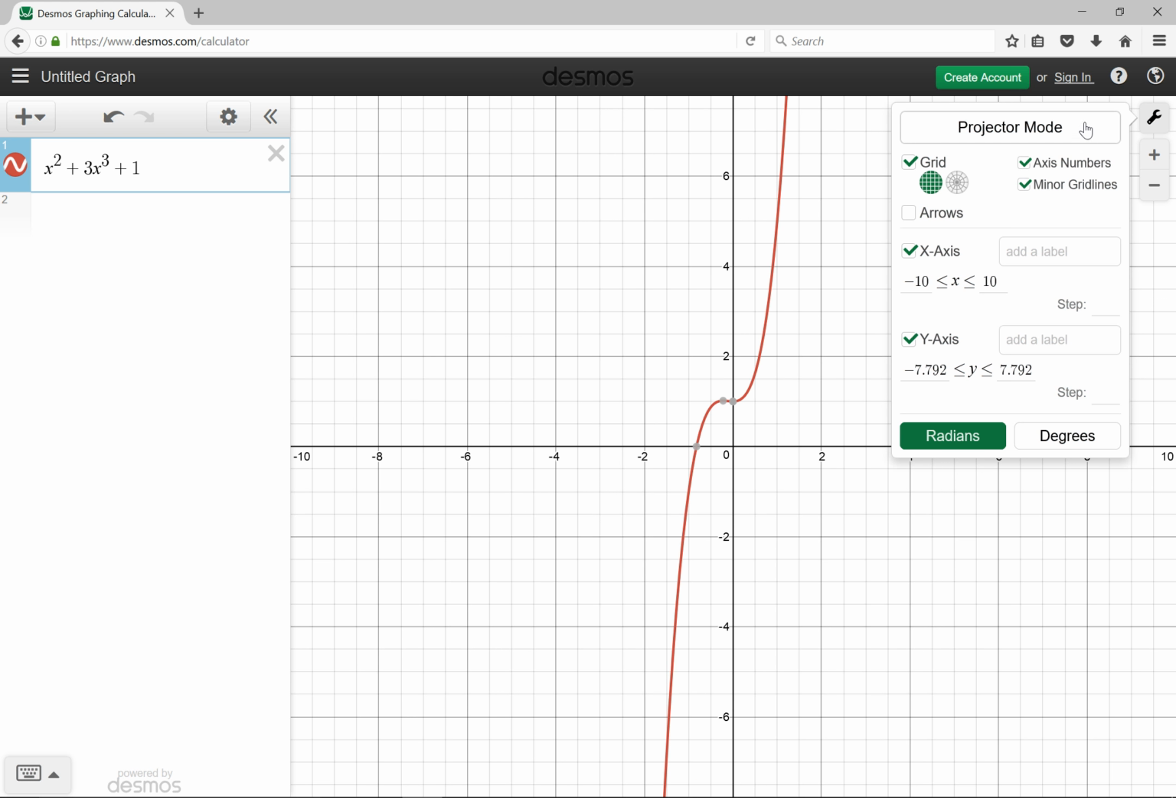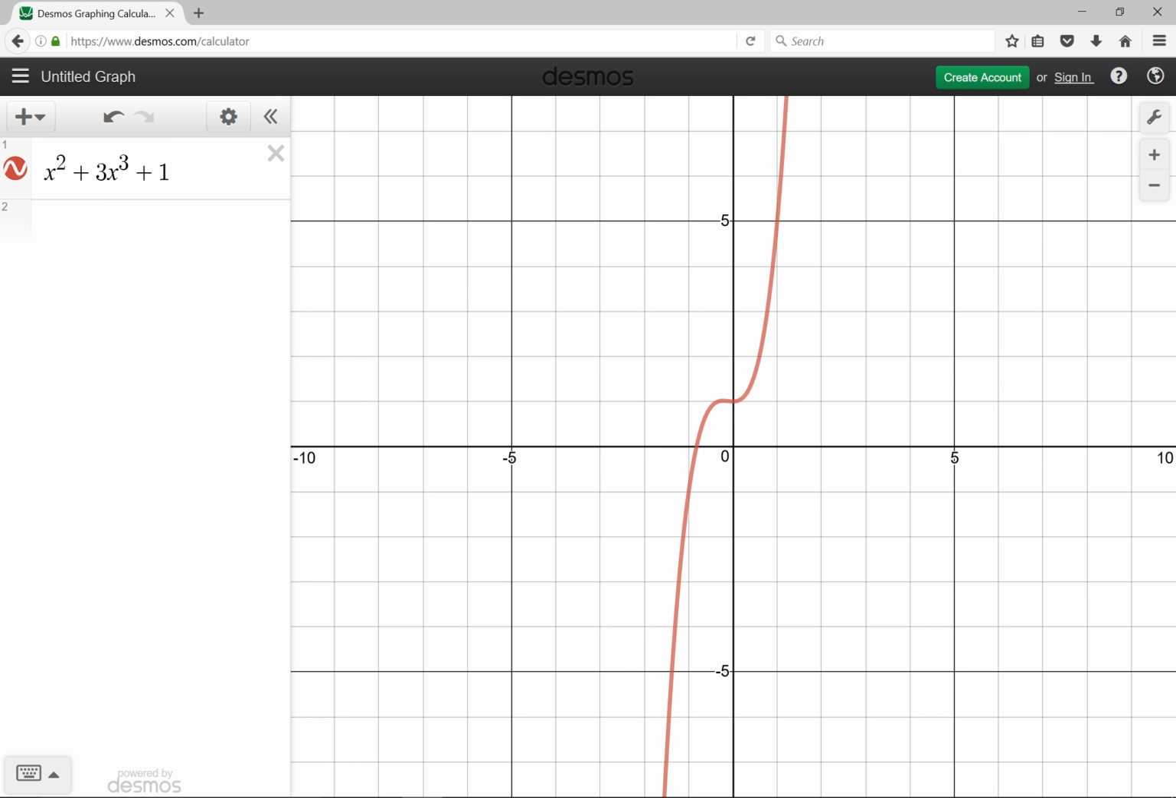Cool. I don't feel like this thing ever has a maximum or minimum. Does it look like it has a maximum or minimum? I can't tell for sure. But does it change from being concave down to being concave up? It does indeed. So let's write that down.